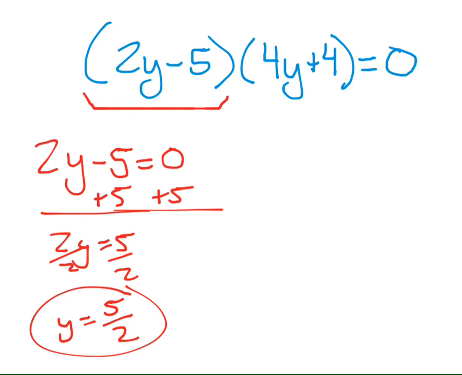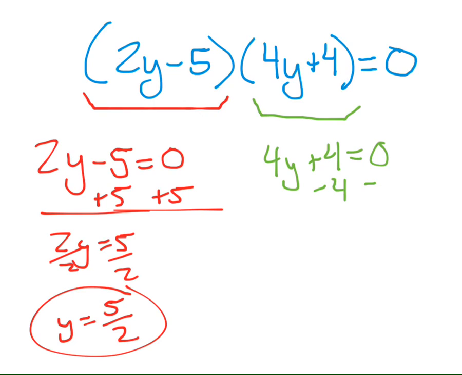So I would just leave it as 5 halves. If you want to make it 2 and a half, you can. I would just leave it as that. So one answer is 5 over 2. The other answer is when this set of parentheses equals 0. Because if this set of parentheses equals 0, I don't care what this is, the whole thing would be 0. So that's when 4y plus 4 equals 0.